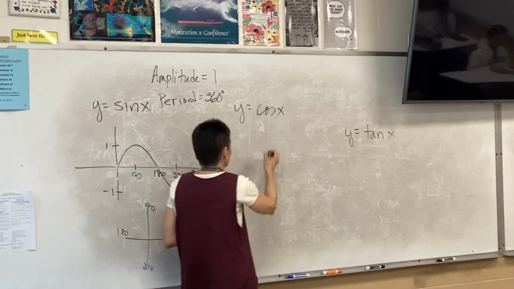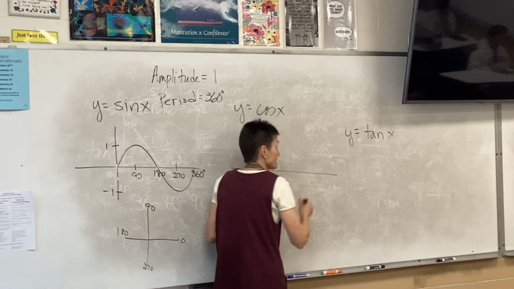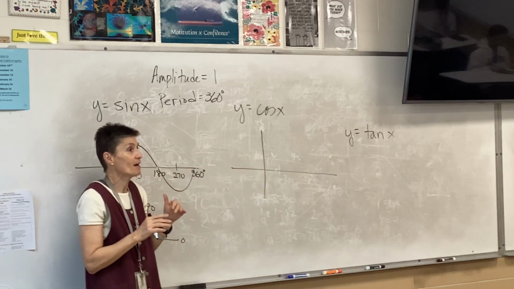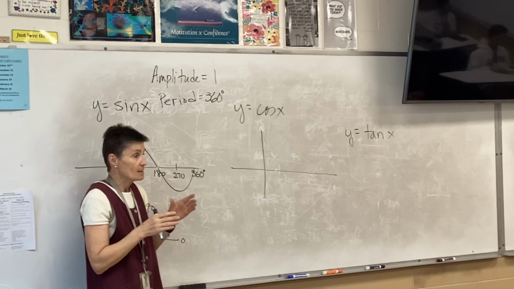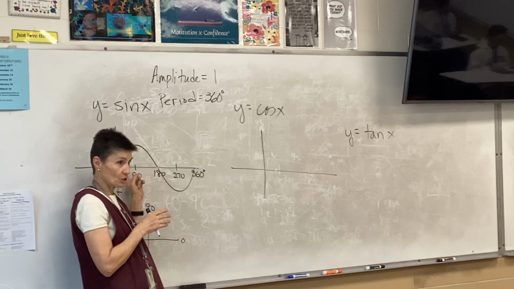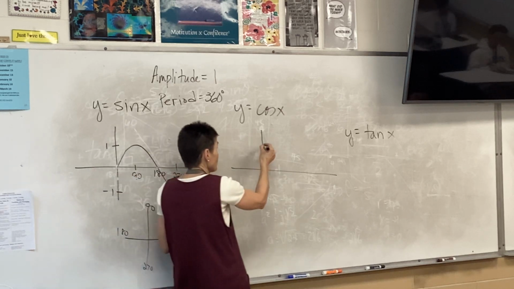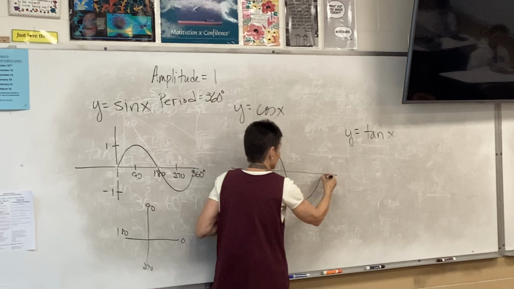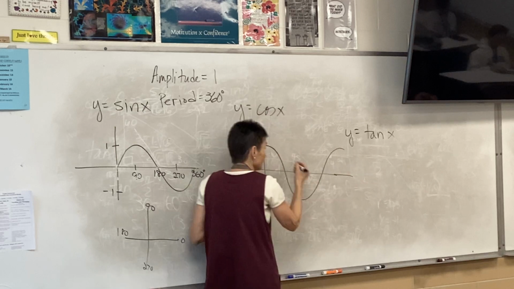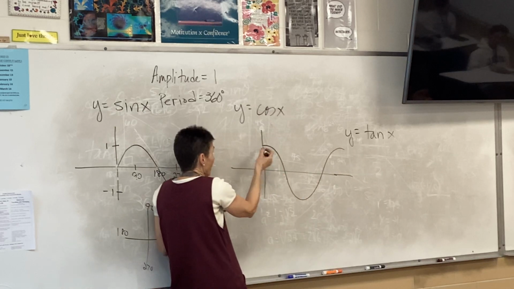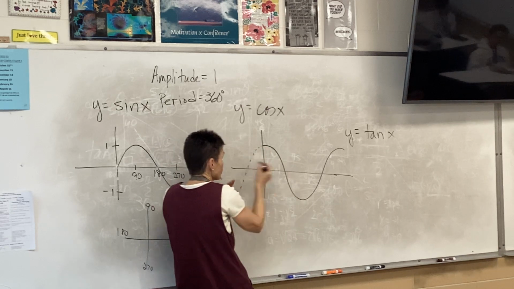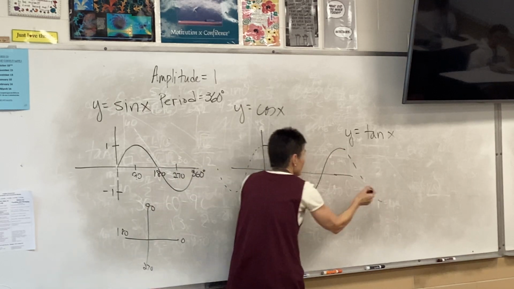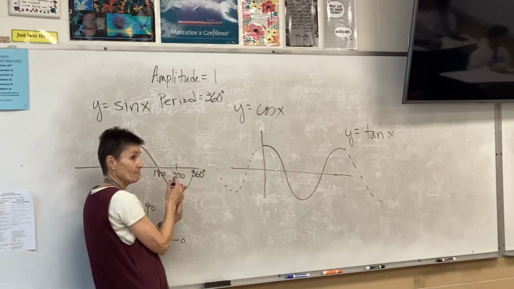Who remembers the difference between a sine and a cosine? Remember your BFFs? They were the same, except sine went through the origin, but cosine did this. Remember that? It started up here. Now, don't put this in. It goes on forever, guys. So do you see that same shape again?